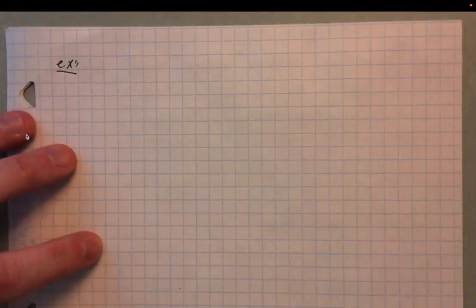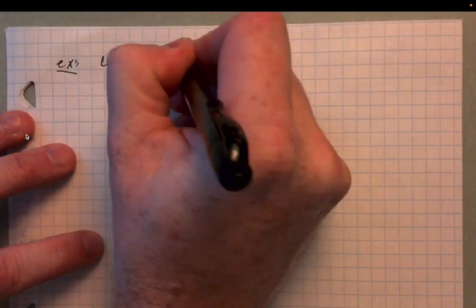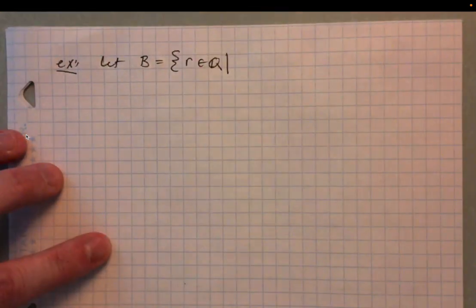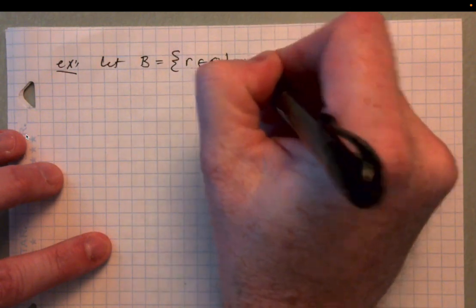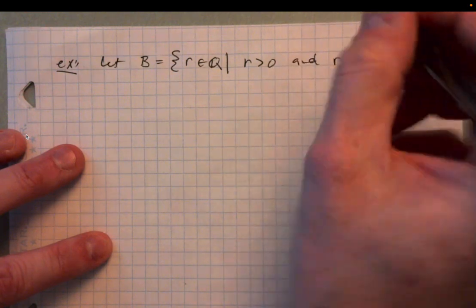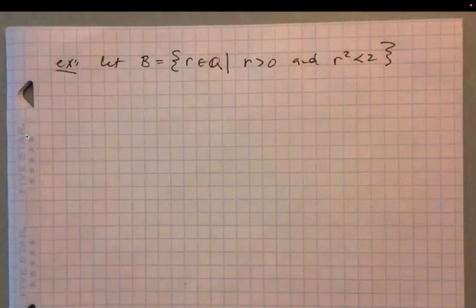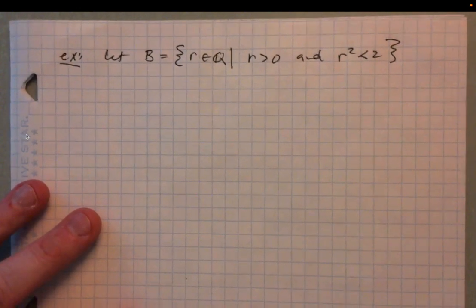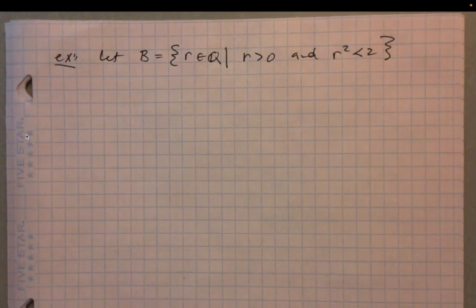And this one will be a little more complicated, a little less obvious. Let B equal the set of rational numbers R, where R is greater than 0 and R squared is less than 2. Intuitively, when we think of what this set is, we can imagine that this set B is really all of the rational numbers between 0 and the square root of 2.